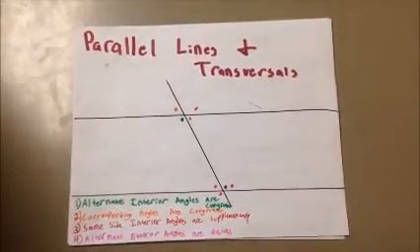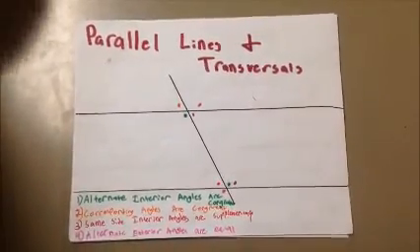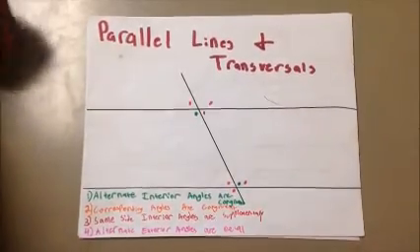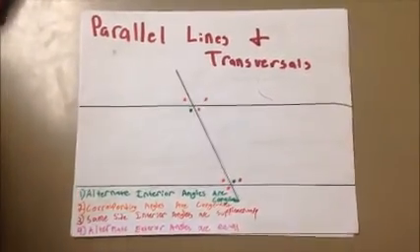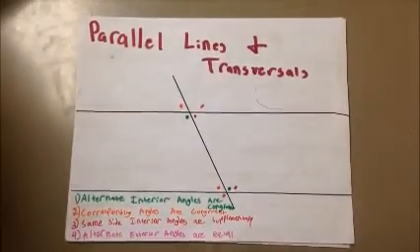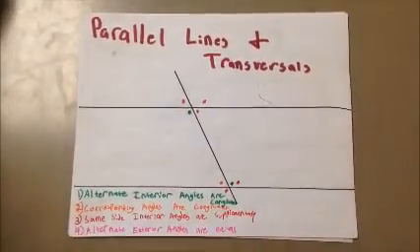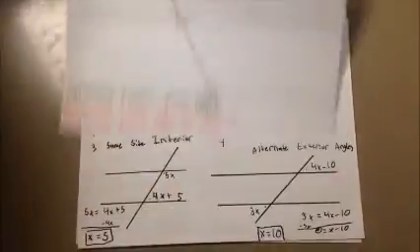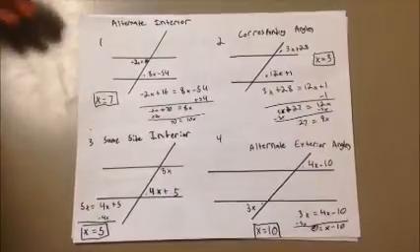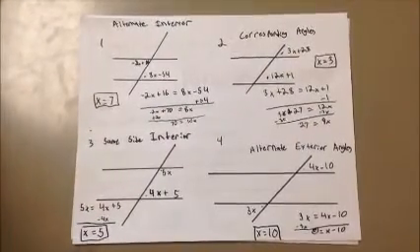Parallel lines and transversals. As you can see from the two green dots, alternate interior angles are congruent. The two orange show that corresponding angles are congruent. The two red show that same side interior angles are supplementary. And the two pink show that alternate exterior angles are equal. As you can see from these four problems, they're examples of how to prove each theorem.